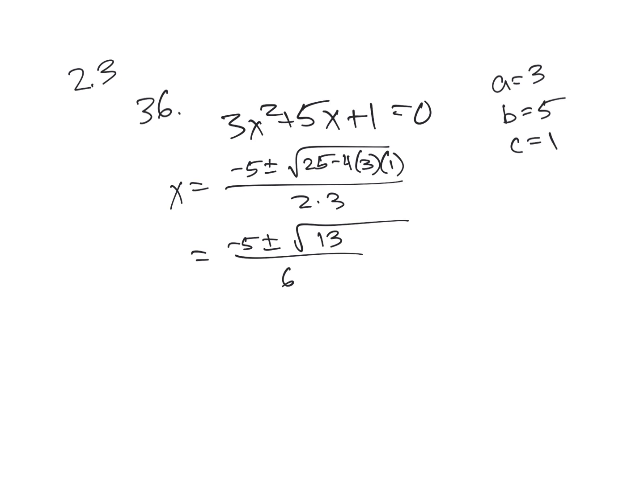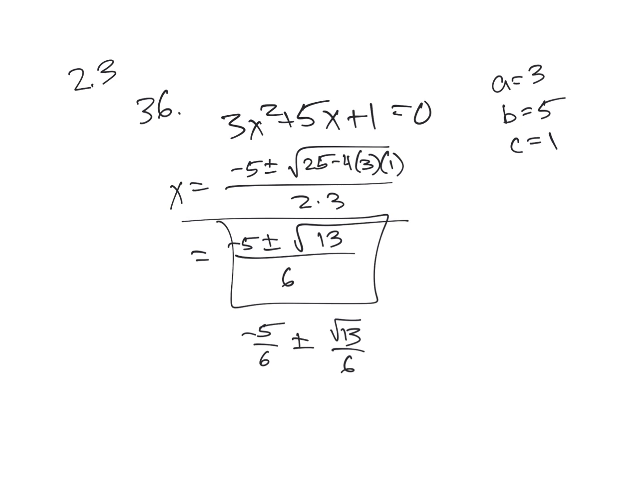And nothing simplifies. So technically speaking, that would be your answer. The book likes to do this: negative 5 over 6 plus or minus the square root of 13 over 6. I will look at all those answers. Yeah. What did you say we have to do if it's negative inside the square root? Inside the square root? Yeah. That would be imaginary numbers, which is section 4.